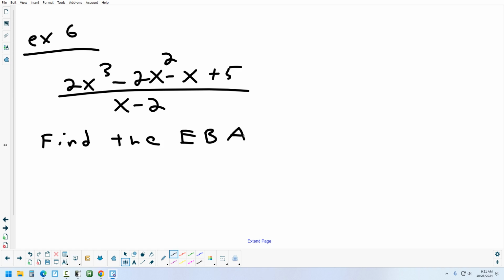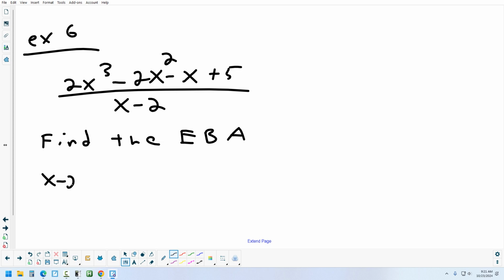So in other words, find me a formula that would show me what this graph would look like on the left and the right ends. Not in the middle, just the ends. Okay. So how do you find the EBA? Divide. Yep. Do long division.